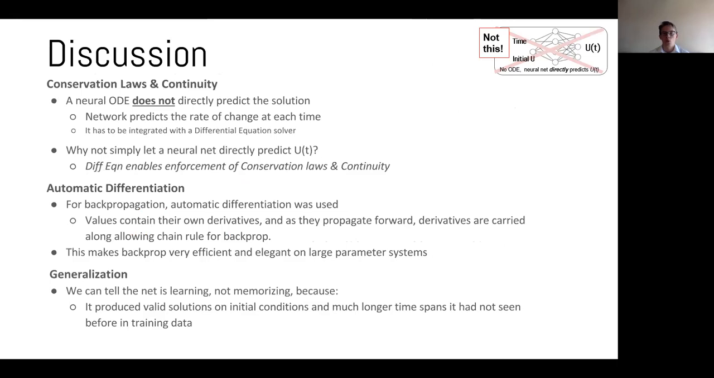So again, going back to this image I showed you on the top right, why wouldn't we just do it like this? Why wouldn't we just put in the time and initial condition, and get out the final state of the system? It seems like that'd be way more efficient. We'd only have to evaluate the neural net once, and then we'd be done. Well, there are a few good reasons. First, integrating the neural ODE means we can enforce conservation laws. There are actually no conservation laws in terms of wolves and rabbits, but in other cases, this is very important.